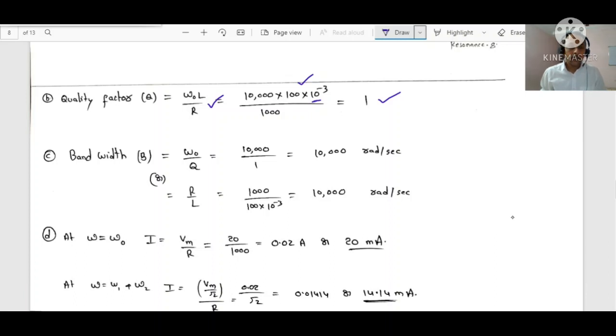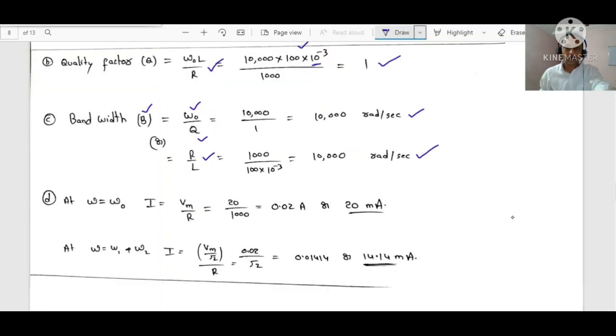What about bandwidth? The relation between bandwidth, resonant frequency and quality factor: already you know the quality factor and the resonant frequency omega naught. Now bandwidth B equal to omega naught by Q. So 10,000 divided by 1, you will get 10,000 radians per second. Otherwise, the other formula for bandwidth is R by L. This is also okay. R is 1 kilo ohm divided by L, 100 millihenry. Same answer, we will get 10,000 radians per second.